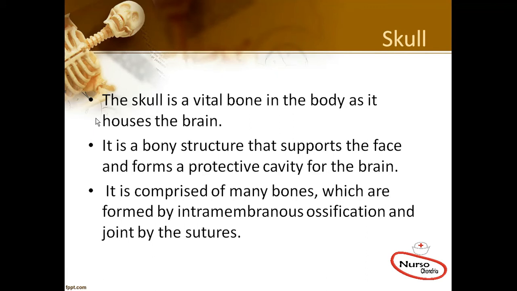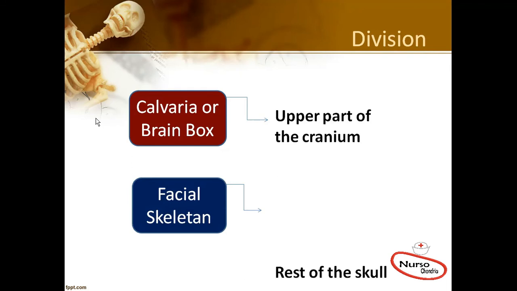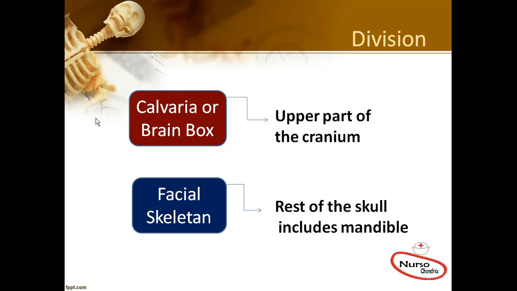It is composed of many bones which are formed by intramembranous ossification and joined by the sutures. The skull is divided into two main parts: calvaria, also known as the brain box, and the facial skeleton. The upper part of the cranium is called calvaria, and the rest of the skull, including the mandible, is the facial skeleton.